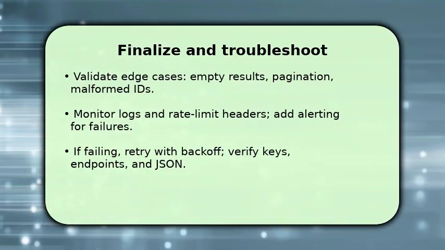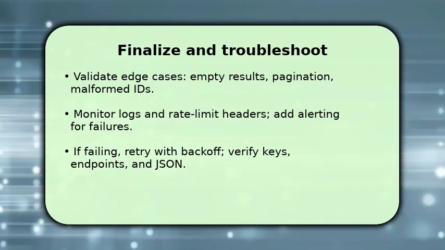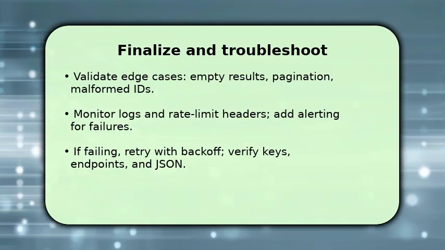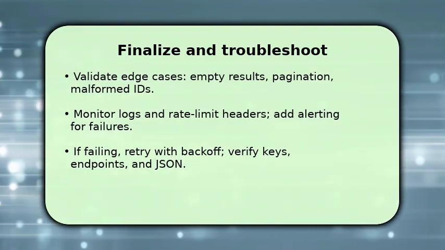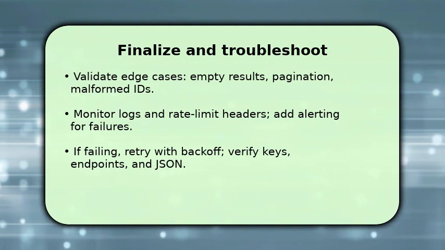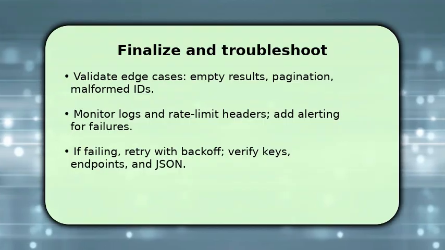If things go wrong, first check your API key, endpoint paths, and request payloads. Then retry with exponential backoff and inspect sample responses to find malformed fields. Finally, deploy slowly and watch for user reports. Iterative fixes keep your integrations stable and performant.